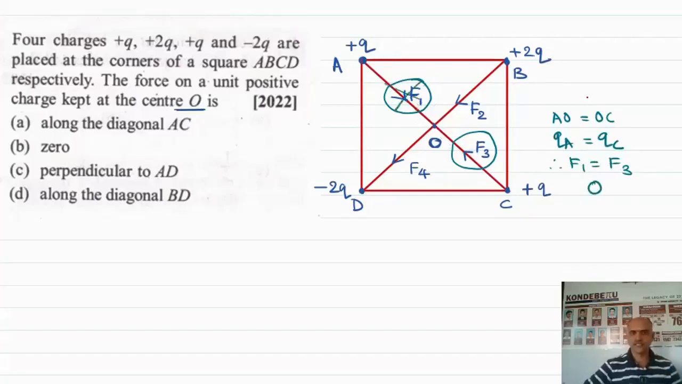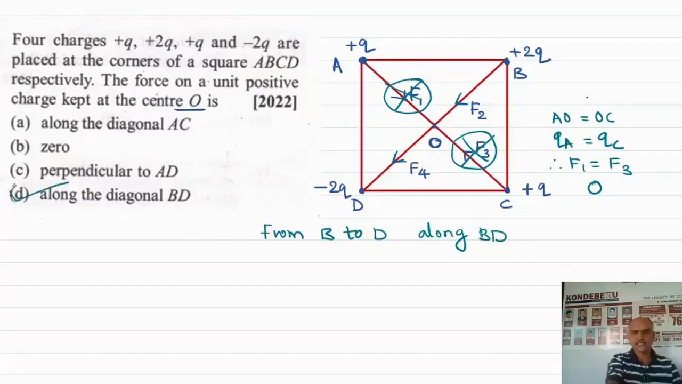So this and this cancel out. So only along BD remains. Now, if you take along BD, both are acting in the same direction, that is from B to D. So the direction is along BD. Now check the option: along the diagonal BD. So D is the answer. D is the answer. Clear?